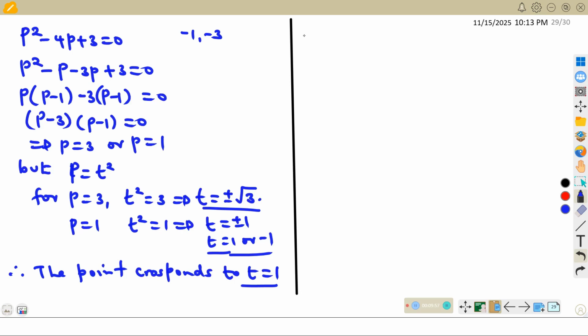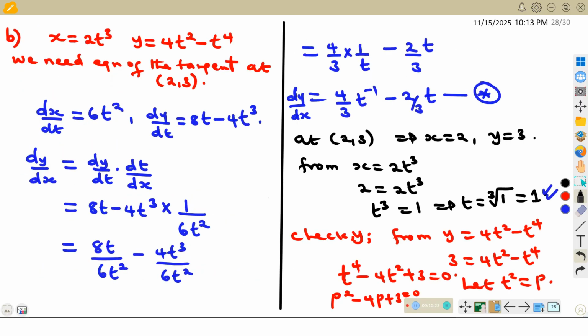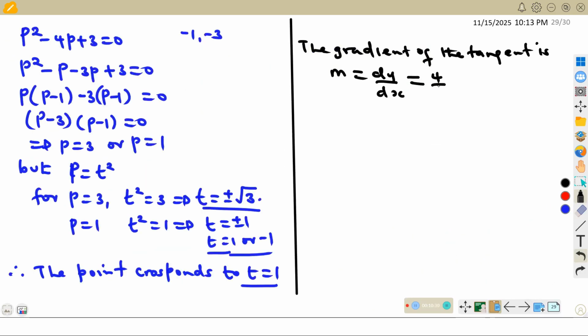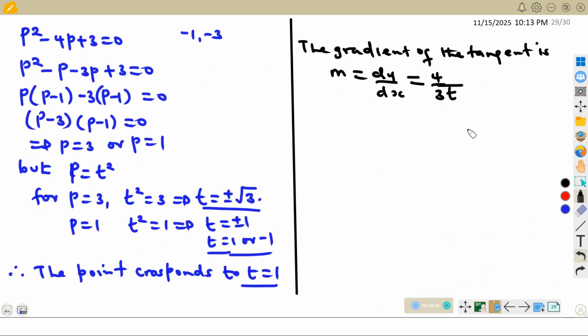So if that is the case, then what will be the gradient of the tangent? The gradient of the tangent is m, but this m is the same as dy dx, which we got from equation star: 4 over 3t minus 2 over 3t.